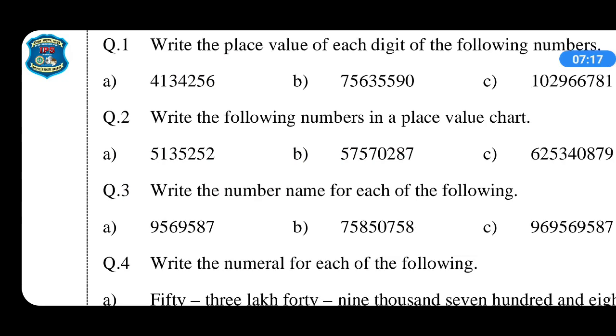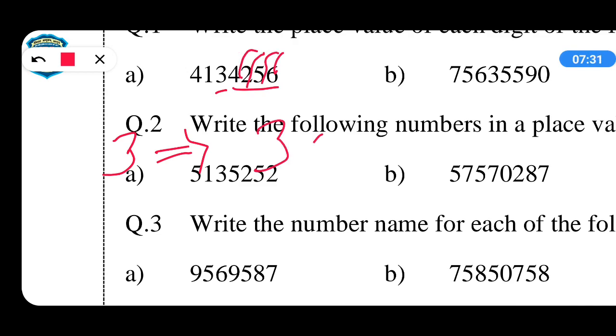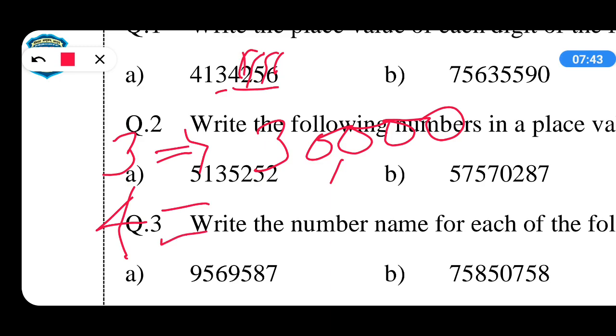What next? The next digit is 3. So the place value of 3 is, count the number of digits here: 1, 2, 3, 4. So 3, then put 4 zeros. What will it be? It is 30,000. So the place value of 3 is 30,000. Then the place value of the next 4. This 4, what is the place value? This is 4,000. So this is the place value of 4.